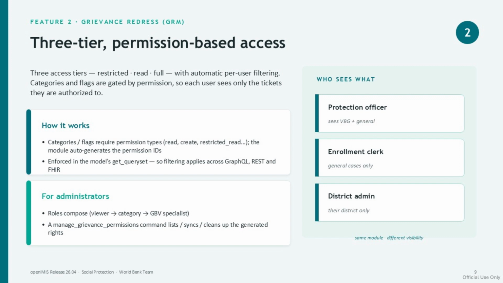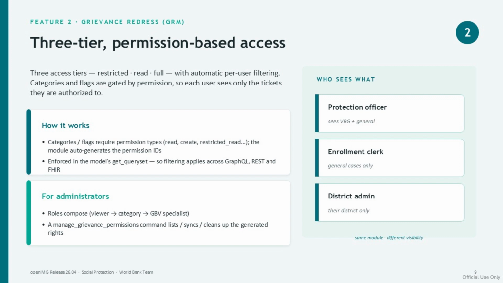How it works: the categories and flags require a permission type, such as read, create, or restricted read, and the module in the backend generates the permission associated with that. All of these are enforced at the model level, so when the data is queried, it's already filtered on the user's access rights. All the exposed data is already restricted, whether from the GraphQL level, the REST level, or the FHIR level.